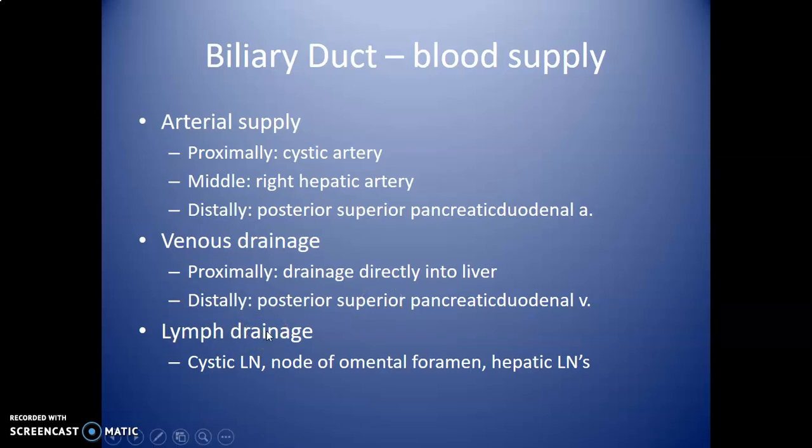We have different lymph nodes that will drain the common bile duct. You have cystic lymph nodes around the gallbladder. You have omental lymph nodes as well as hepatic lymph nodes.